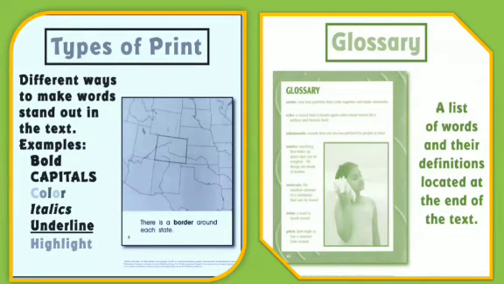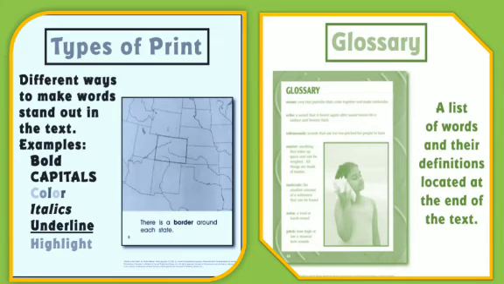Types of print. In this case, these are the different ways to make words stand out in the text. In our books, for example history books or math books, we can identify the types of print. We can find bold words. For example, there is a bordered word; the word is in bold. The capitals that always go at the beginning, the color, the italic, underlined words, highlighted words, and so on.